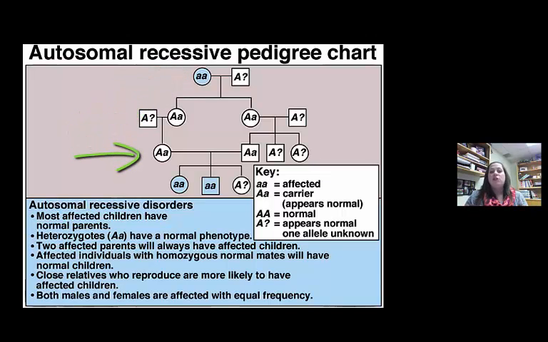We then see another generation where nothing is affected, but in the last generation we see some more issues. This is due to 2 heterozygous normal parents, big A, little a, coming together and producing 2 offspring that have the disorder. So this is autosomal recessive.